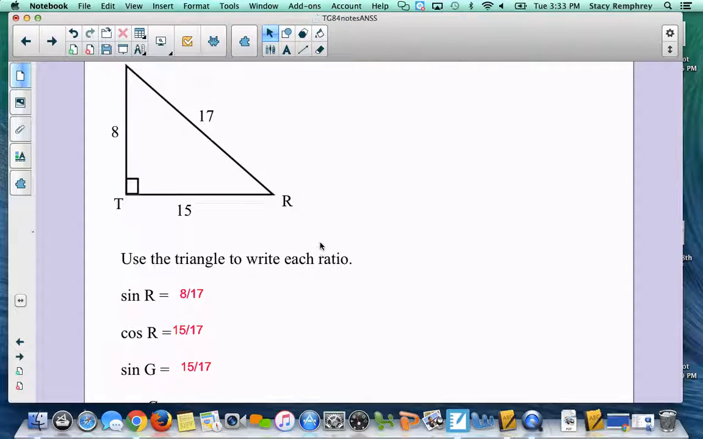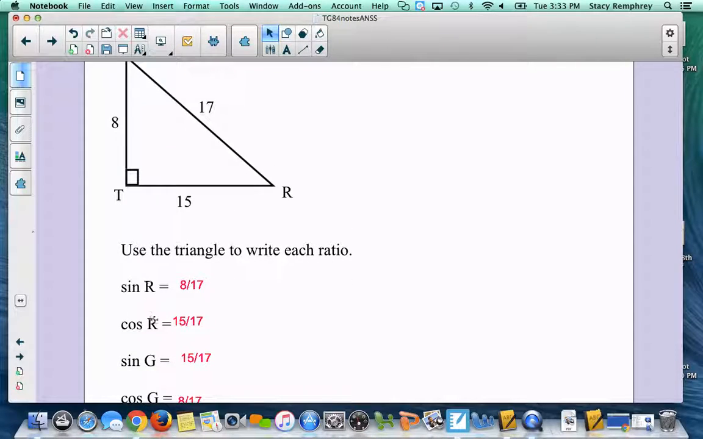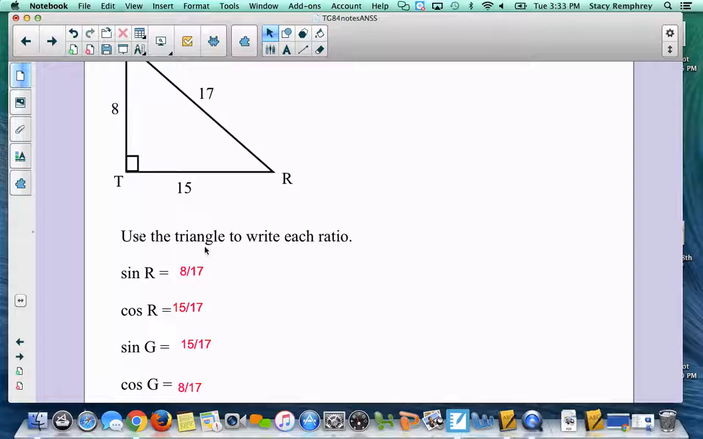All right, so again, I have the answers here, but feel free to pause and try them yourself on your blank and then come back and check them later. Now, in this one, if you have the printout of the notes, I think I may have had T here. Change that to an R. Okay, so just double check if you have the printout of my notes that it matches up with what I have on the screen. So again, write the triangle, use the triangle to write each ratio.